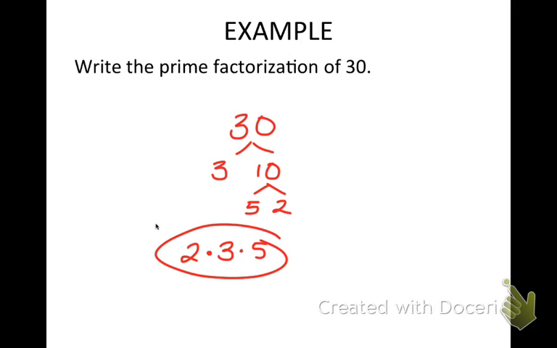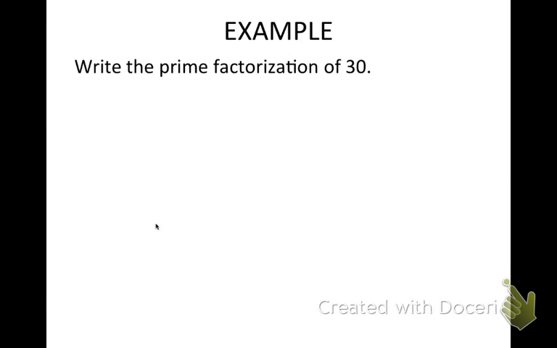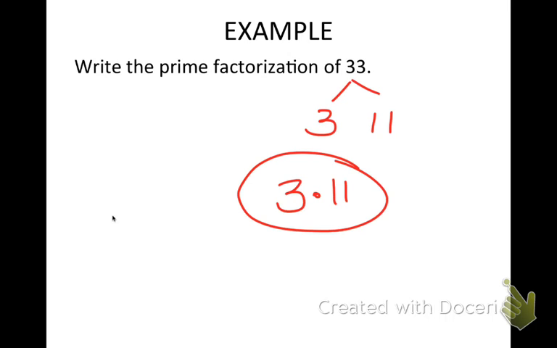All right, what if I asked you to do the prime factorization for the number 33? 3 and 11, so the prime factorization would be 3 times 11. Do smallest to largest, right? Both of those are prime numbers, so your prime factorization would be 3 times 11. Okay? All right, so we're good with prime factorizations?